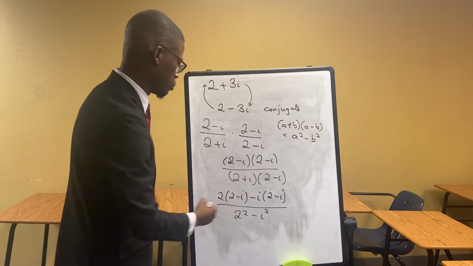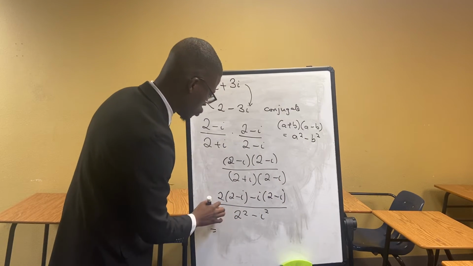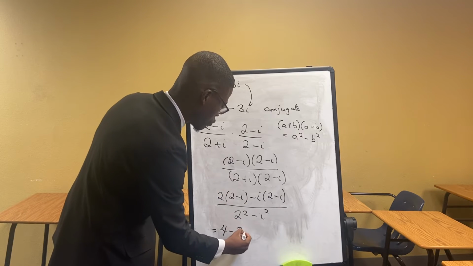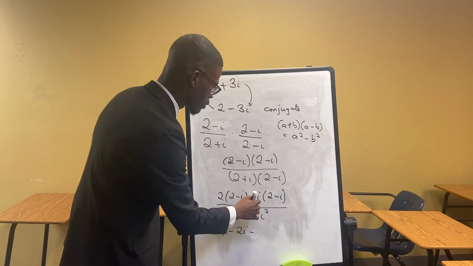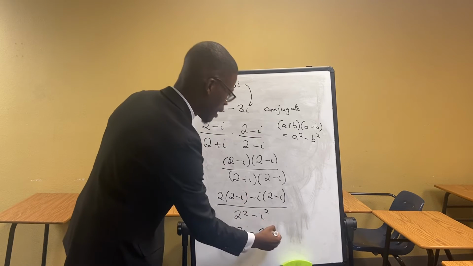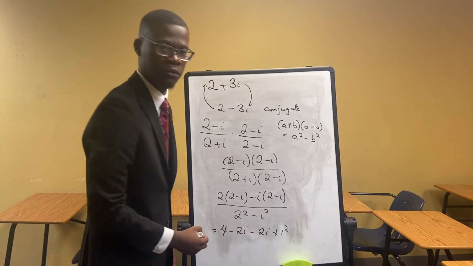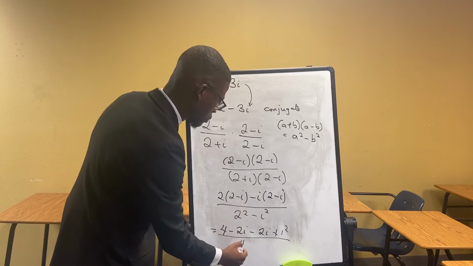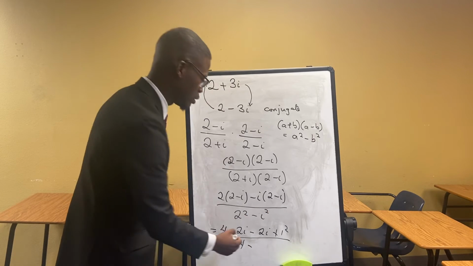So then this becomes 2 multiplied by 2 is 4. 2 times negative i is negative 2i. Minus i times 2 is minus 2i. Minus i times minus i is plus i squared. Then divided by 2 squared, which is 4. Minus i squared is what? Negative 1.